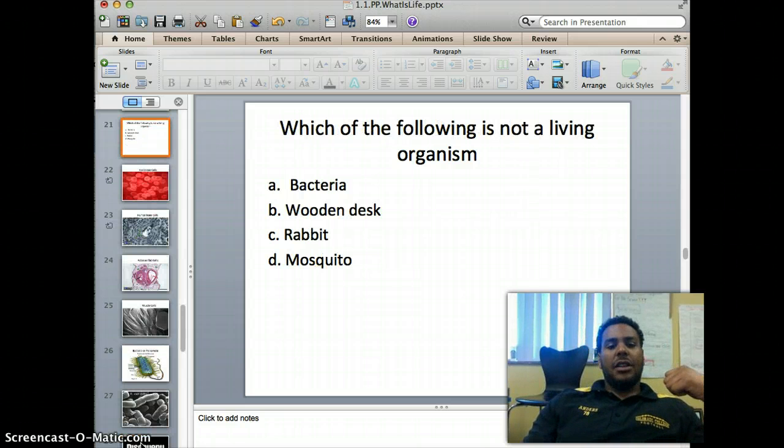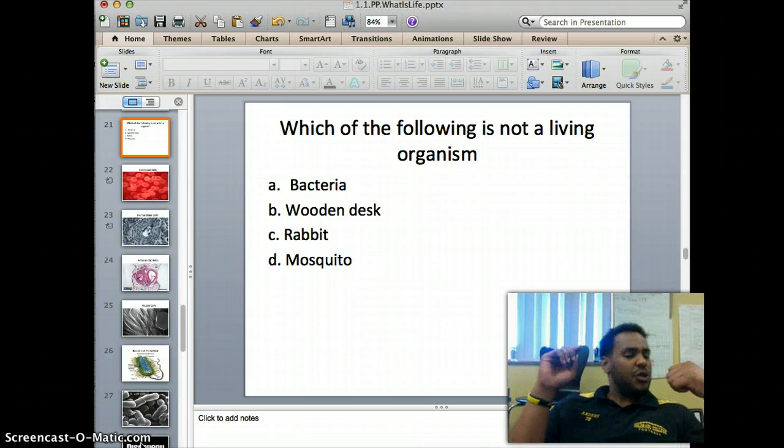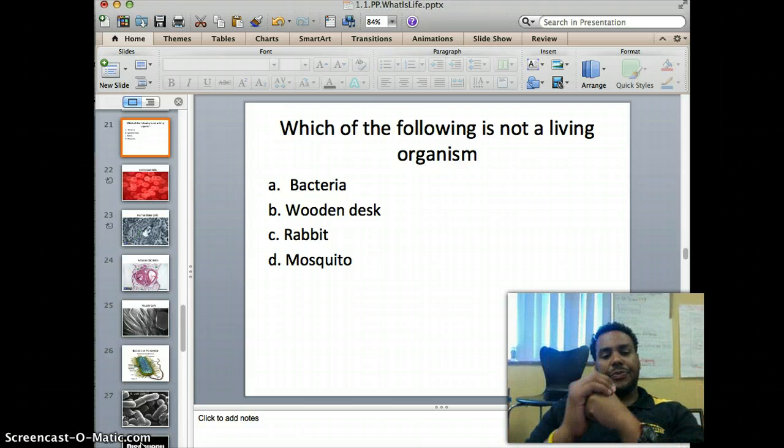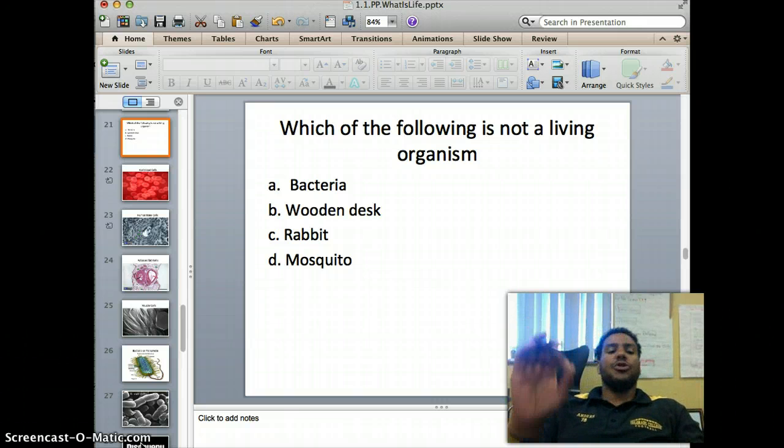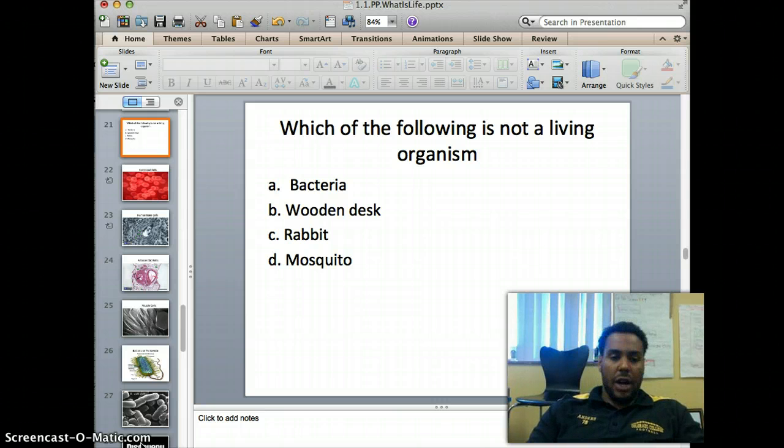Which of the following is not a living organism? Bacteria, even though it is only one cell, it is a living cell. A wooden desk, even though desks are made out of wood and wood comes from trees, a wooden desk cannot grow and it cannot reproduce. So a wooden desk is not alive. A rabbit could reproduce, a mosquito could reproduce. Both rabbits and mosquitoes are made from cells.